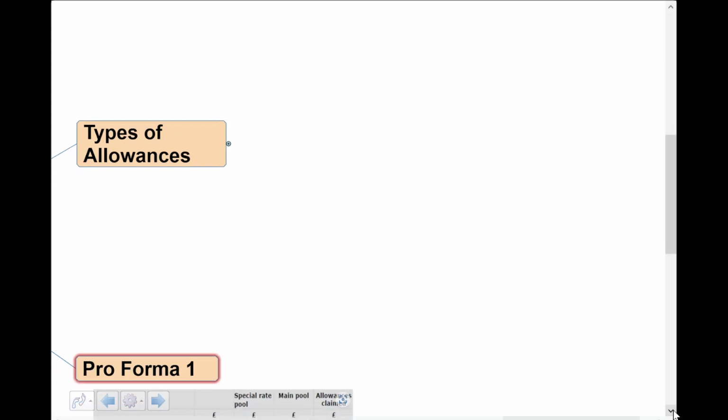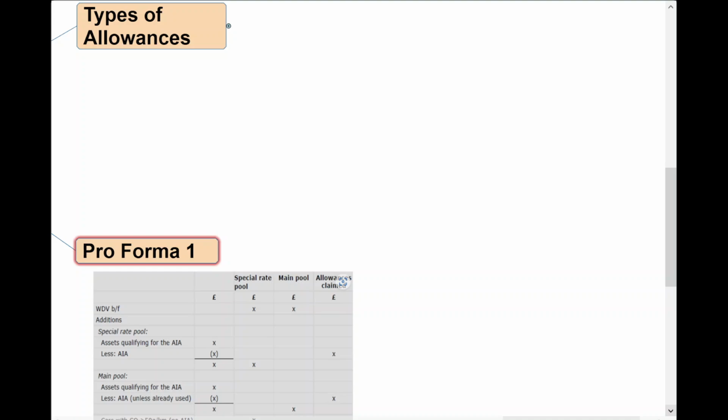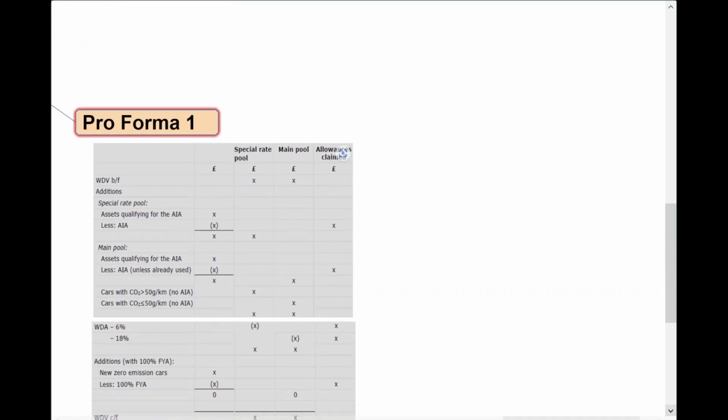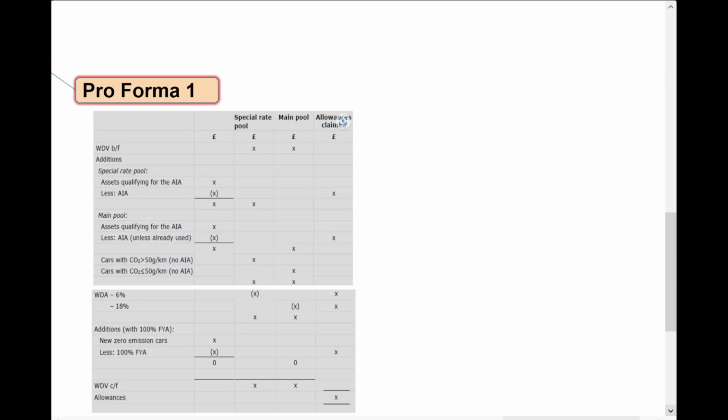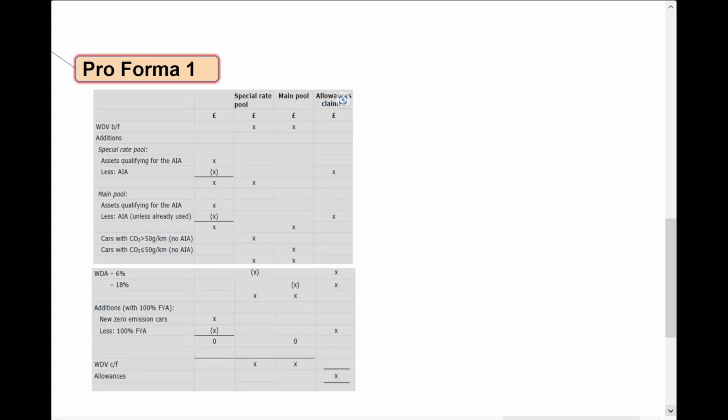Because I think when students look at this pro forma, and I've just taken pro forma number 1 from the study hub, which is the simplified pro forma, there's so much information, isn't there? Broadly speaking, we have a two-dimensional page, but there are so many dimensions to this fully fledged, big cap allowances computation.